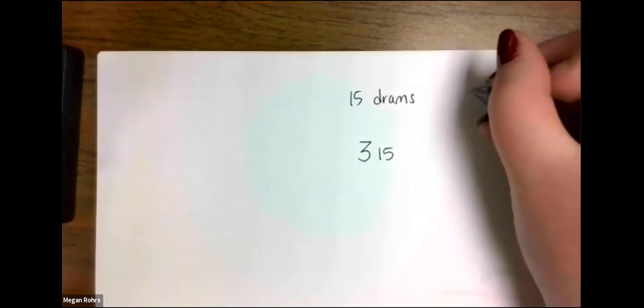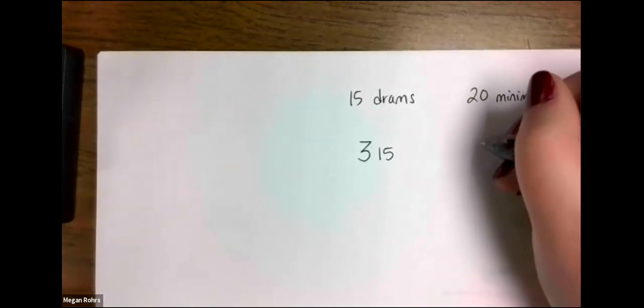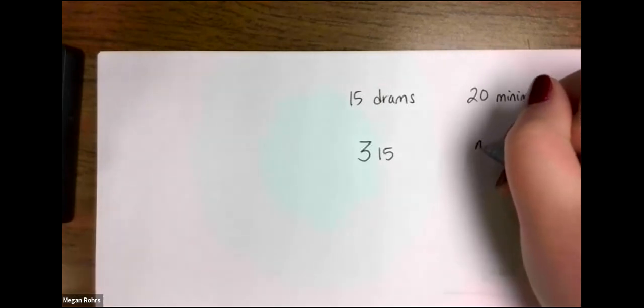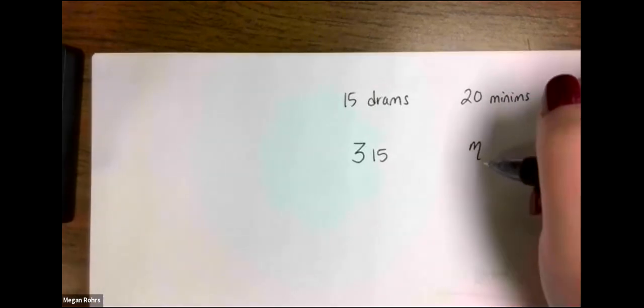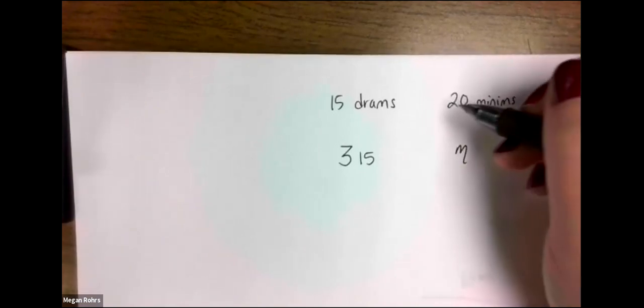If I was writing 20 minims, well, my unit comes first, so looks very similar to an M with a little tail on it. Now 20, one of those rules says 20 or 30 needs to be written in Roman numerals, so I would write that as XX for 10 plus 10, which would be 20 minims there.